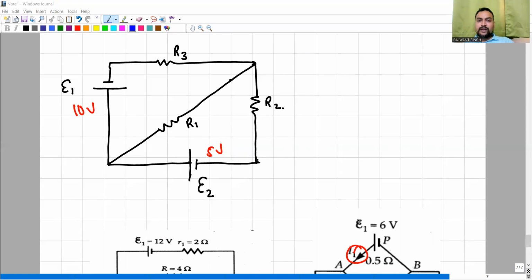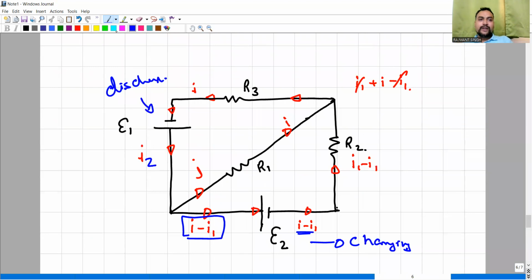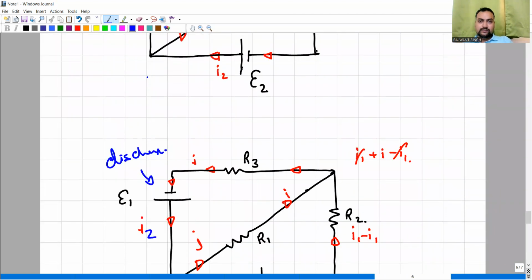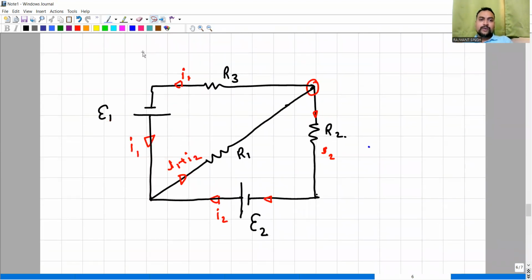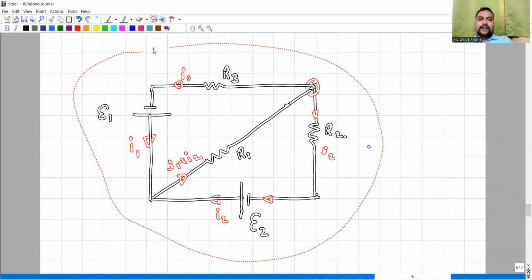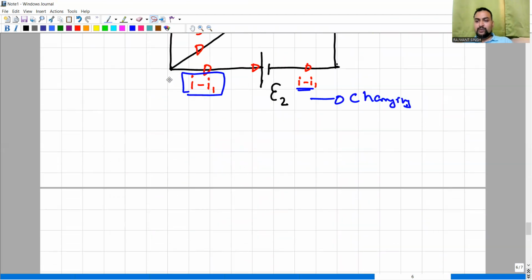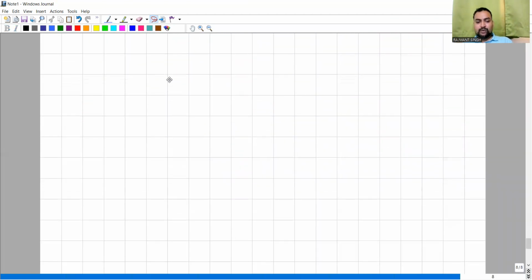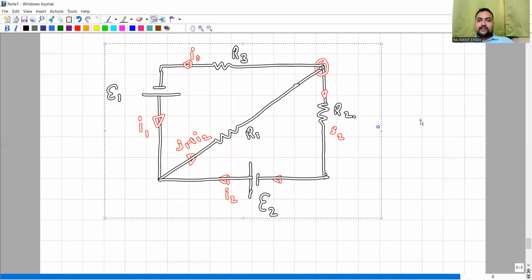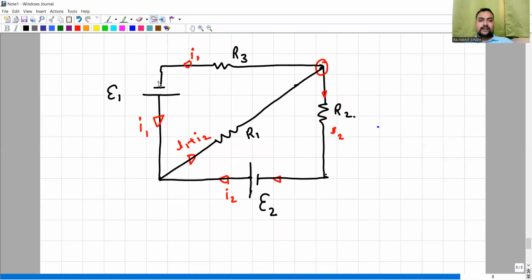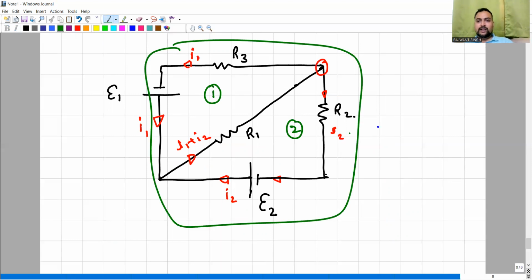Now that you have already done this current part, you proceed further, and then we are going to write the loop equation. We have already done how to identify loops. So in this case, you can very well see how many loops there are. There's 1, 2, 3 loops. How many? There are 3 loops: 1, 2, and the one on the outer one. This one. 3 loops are there.